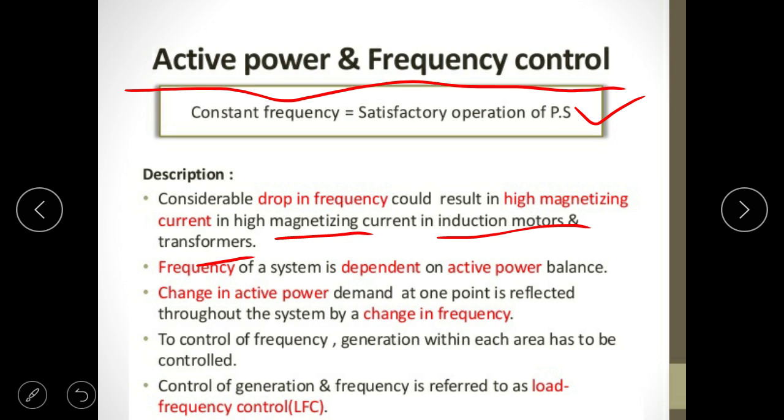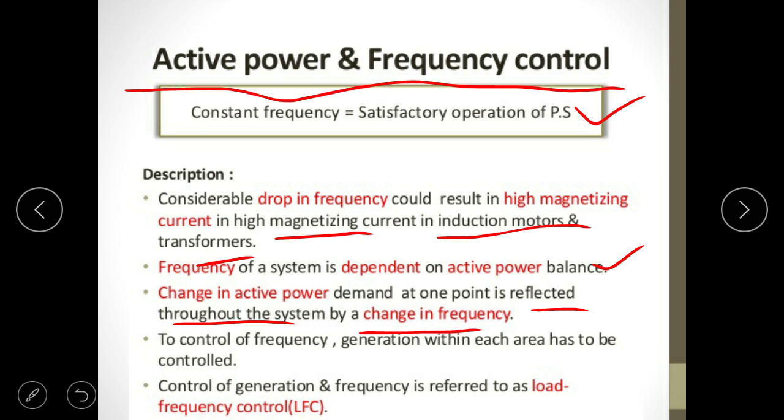Now, frequency of system is dependent on active power balance. It means if in the system active power is in balance, frequency is constant. So to maintain frequency, active power of the system should be constant, which is dependent on load. So change in active power demand at one point is reflected throughout the system by change in frequency.